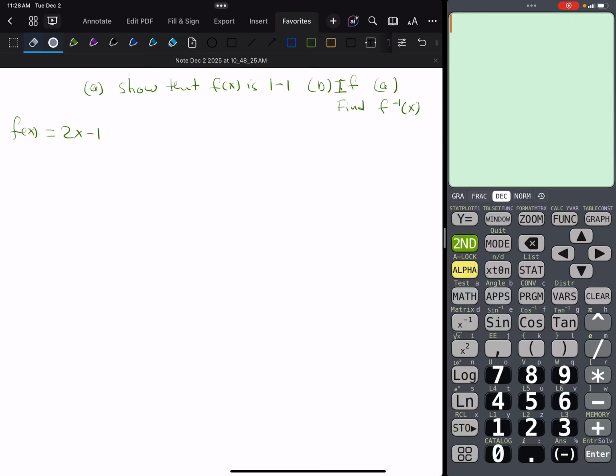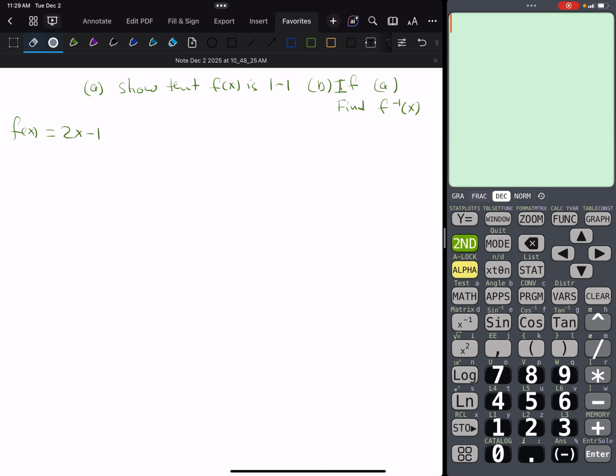Okay, so first I want to show that an inverse exists for this function by showing that the function is 1 to 1. And then, if the function is 1 to 1, if an inverse does exist, then I want to find the inverse. Now, I know enough about sketching and functions to know that this is a linear function, and this function is not a horizontal line.